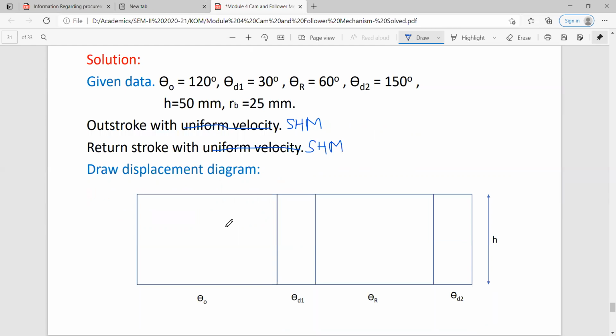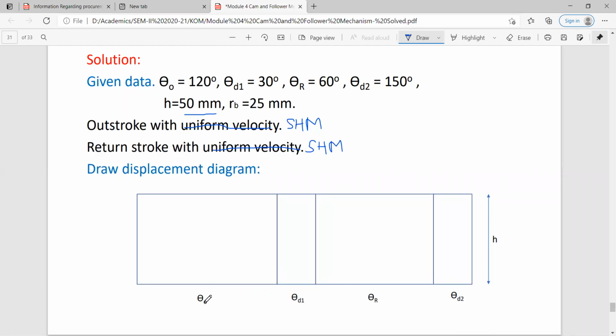We will draw the displacement diagram first, and below the displacement diagram you also need to draw the velocity diagram and acceleration diagram. So you keep space below the displacement diagram. Again, you draw the rectangle like this, whose height is necessarily equal to the value h, that is the lift of the follower, which is given to be 50 mm. Height must be 50 mm, but length you can select anyone.